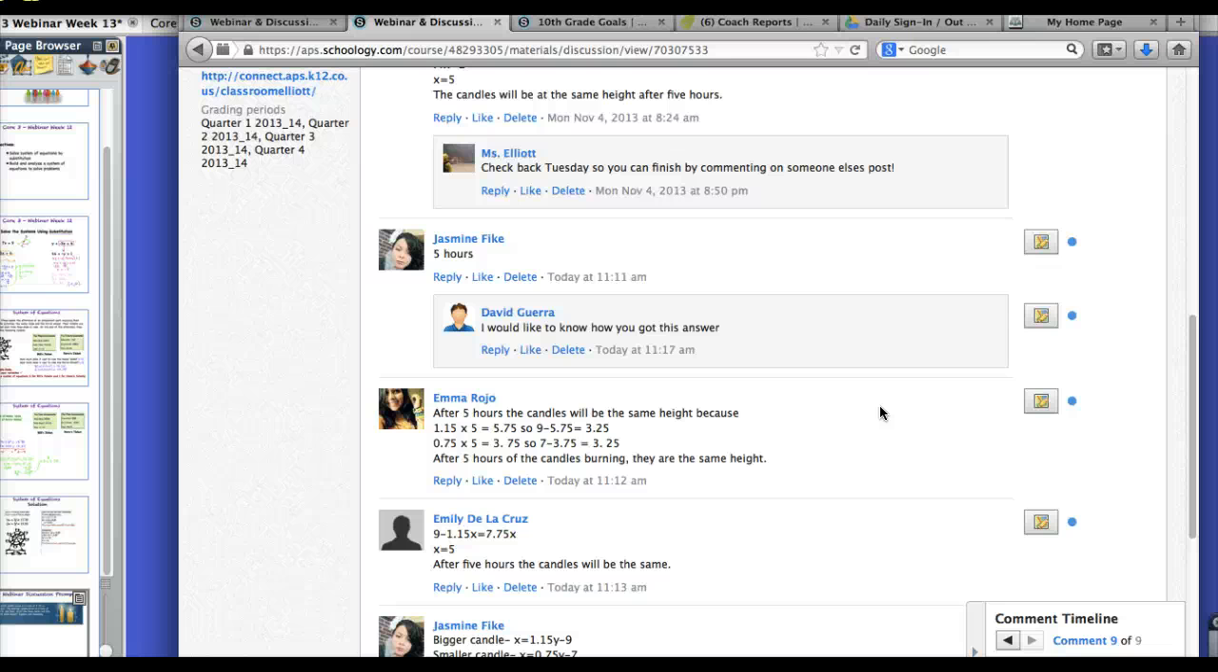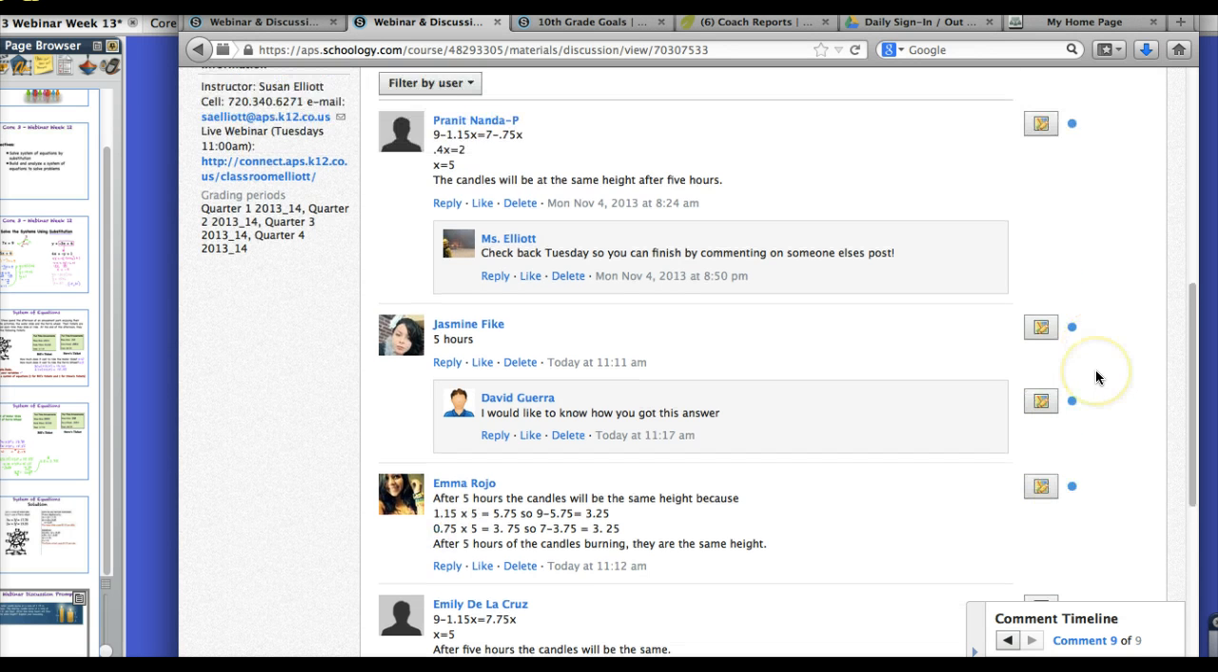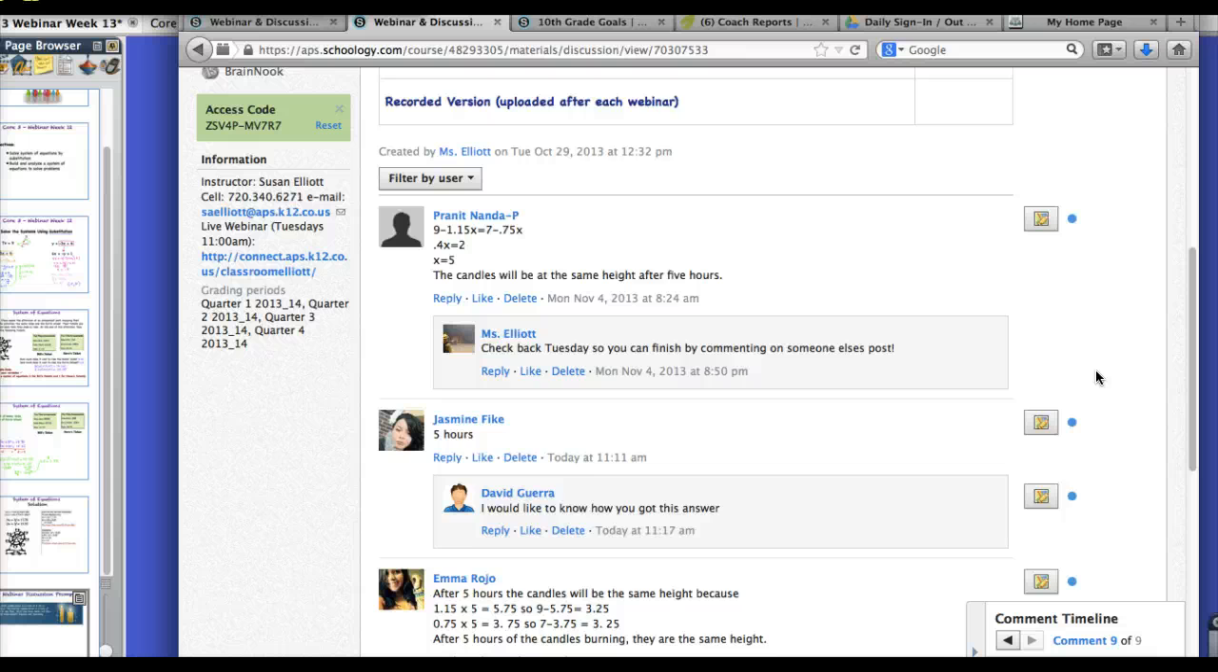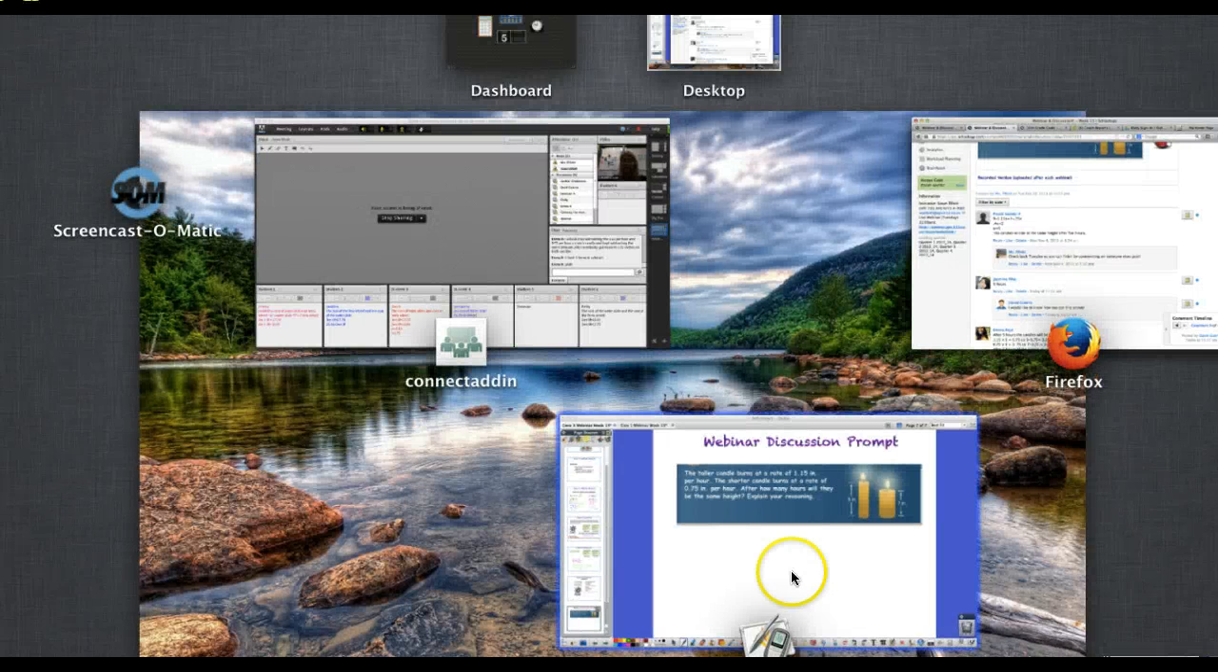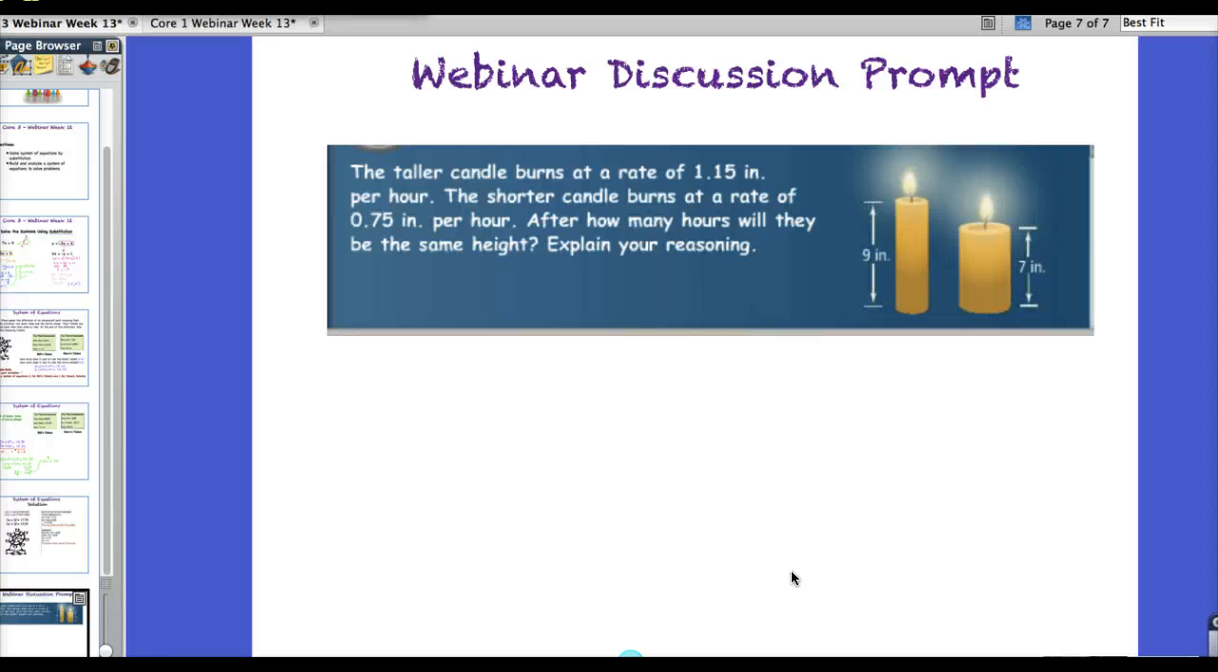And then it looks like a lot of you did a table, or not a table, systems of equations, which is perfect, which is what I wanted you to do. Let's look at this situation real quick, and then I'll let you go back in and do some posts if you haven't done it already. But some of you I've noticed already did, so you are very proactive.